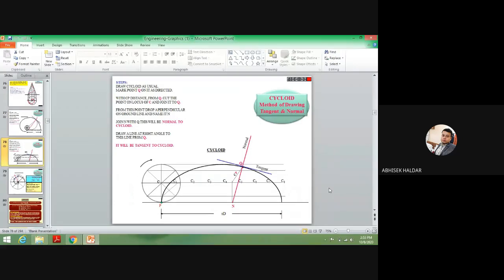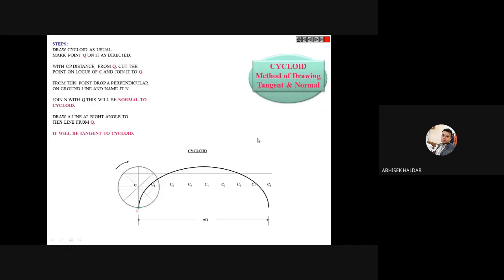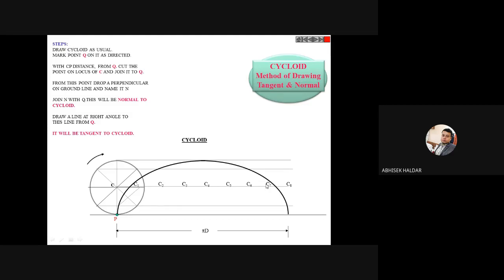Okay, tangent and normal to cycloid. Now, the cycloid, up to this curve I have got. Can you see the curve? Up to this whole construction method I have discussed. Okay, so this is the cycloid. Now I am taking a point on the periphery of the curve. Let this point be my Q. At this point Q, I have to draw the normal to this cycloid curve and the tangent to this cycloid curve.